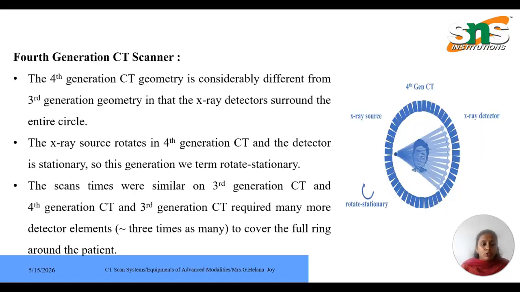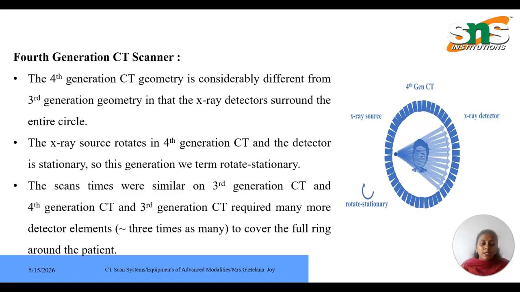So moving on to the fourth generation CT scanner. The fourth generation CT is considerably different from the third generation geometry. The X-ray detectors are arranged throughout the entire circle of the gantry. The X-ray source rotates in fourth generation CT and the detector is stationary. So this generation was termed as the rotate-stationary generation CT scanner.